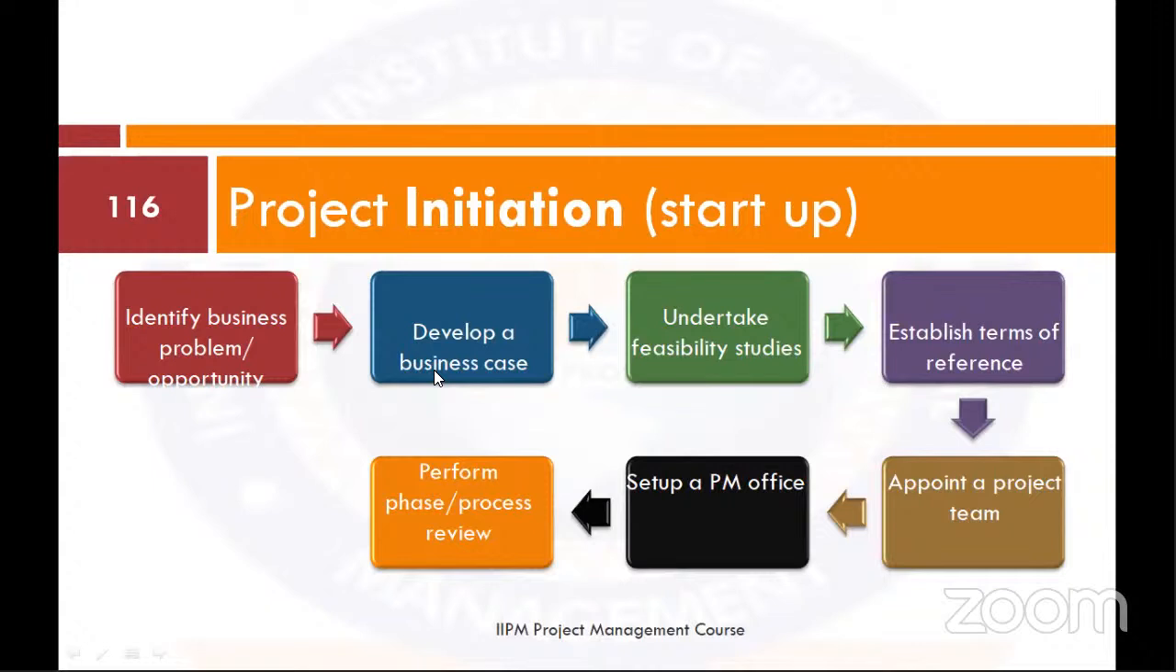And then you move to establishing your terms of reference. Your terms of reference will look at the agreements, the standards you're using to carry out your project. So all the methodology that you want to apply, we'll look at them. Then your project team, then your project management office, and then you perform a phase review before you go to the next one. Now, Excellency, kindly unmute and let's hear from you.